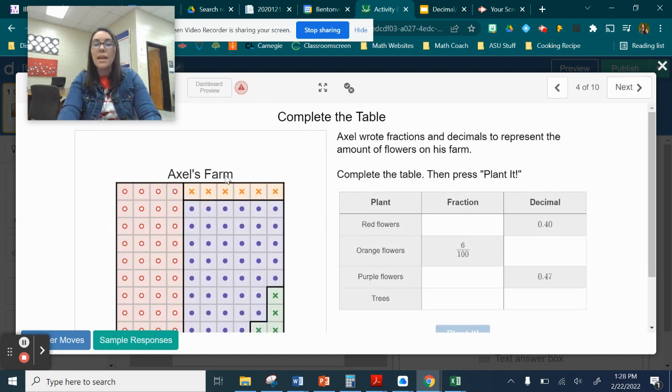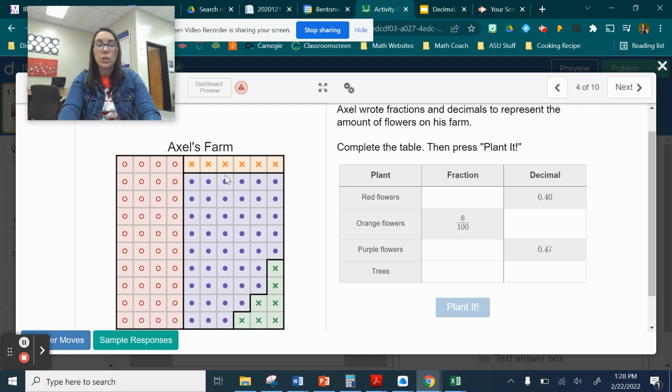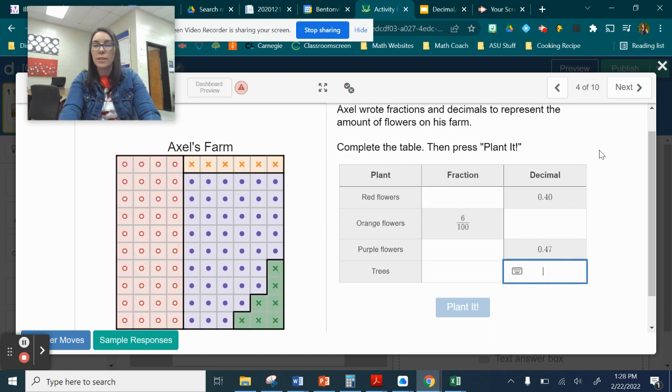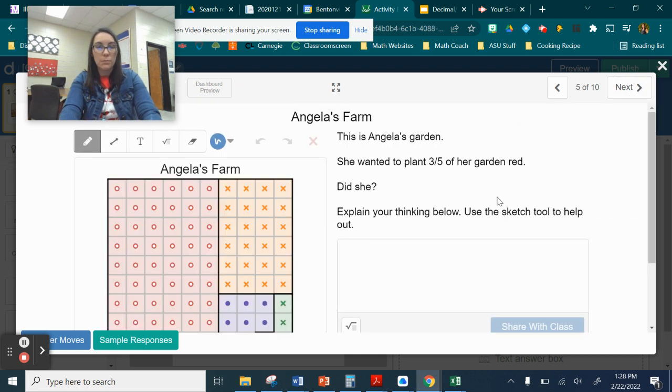Okay? Then you're going to look at Axel's. He made a different garden than you. And you're going to type in the missing pieces to this table. Notice when I click on it, it highlights that color. Okay? So you're going to do the exact same thing, fraction, decimal. So we're looking for that relationship. Okay, here's why we talked about fifths in the warm-up. So if you're still struggling with the fifths, maybe go back and rewatch where I talked about 4 fifths. So you are looking at Angela's garden, and she has 3 fifths of her garden she's saying is red.